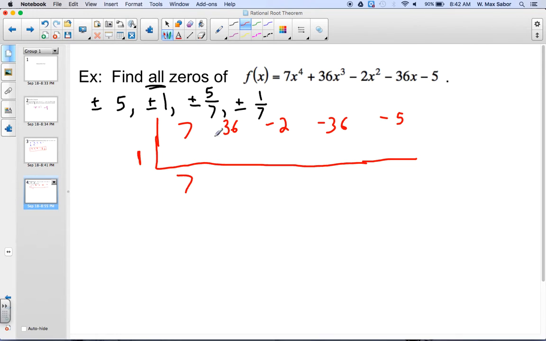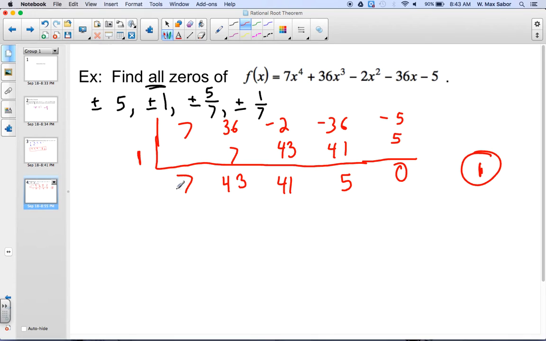I'm going to see whether 1 is a zero of this. So we bring down the 7, 7 times 1, this becomes 43. This becomes 43. 1 times 43 is 43. Becomes 5. Oh hey, this one did work. So we know that one of the zeros is 1. That's one of my zeros.